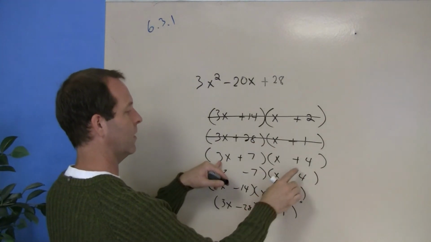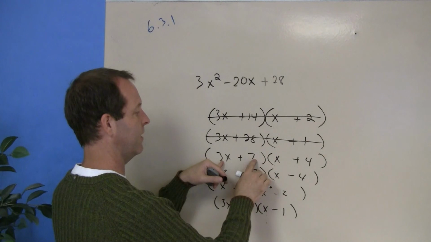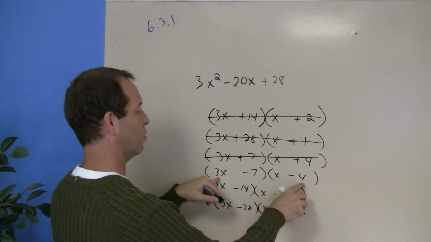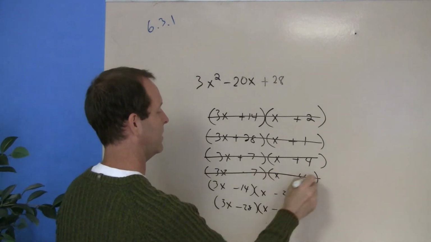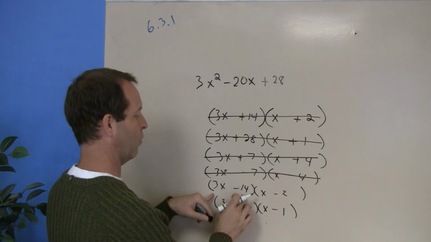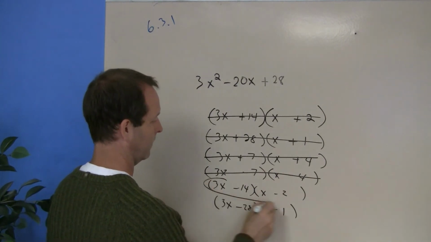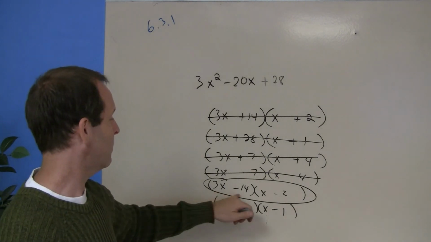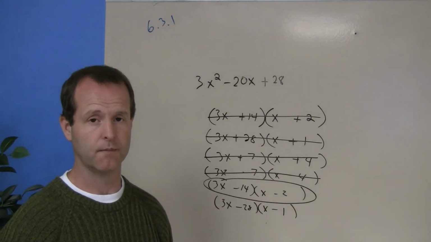The next one is 3 times a 4, 12 plus a 7, gives me a 19. This one gives me a negative 12 plus a negative 7, a negative 19. This one gives me a negative 6 and a negative 14, a negative 20. So there are my factors to that problem, 3x minus 14 and x minus 2.